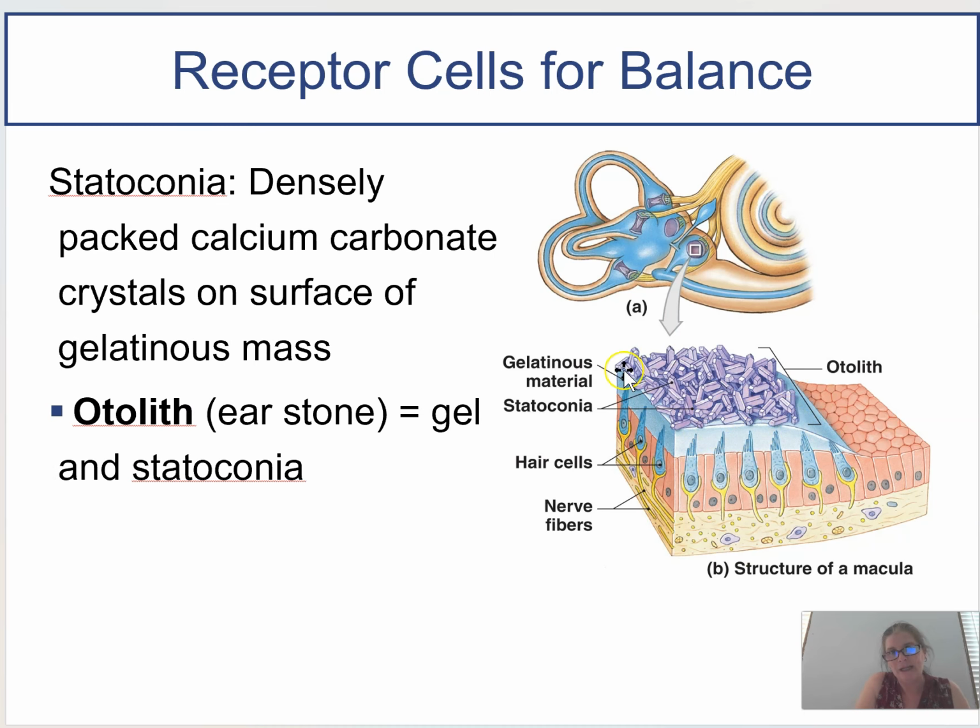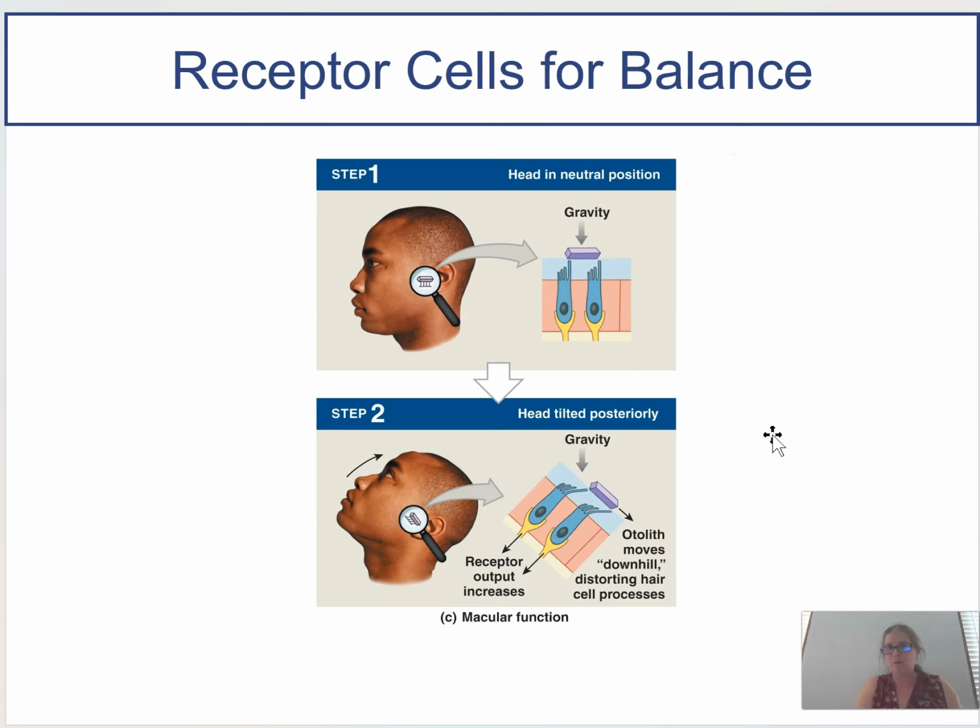But they're embedded, there's this other layer of gel, and there's these things called otoliths. It means ear stone. So there's these little calcium crystals in there. And so when you move your head, these little crystals move. And as they move, they depolarize and activate, forming a nerve impulse for letting your brain know the direction of where your head is. So it's kind of interesting for that.